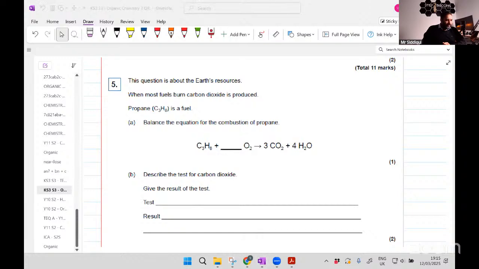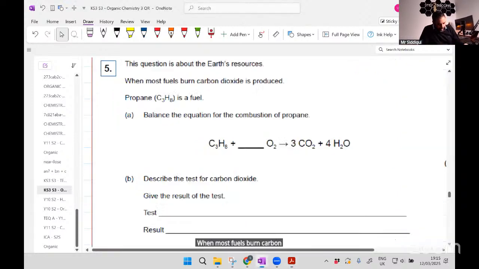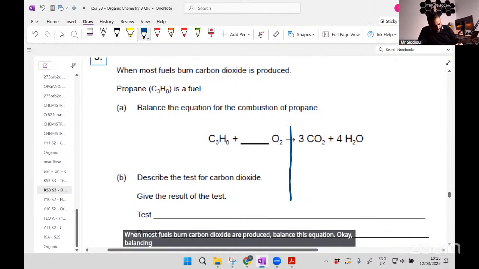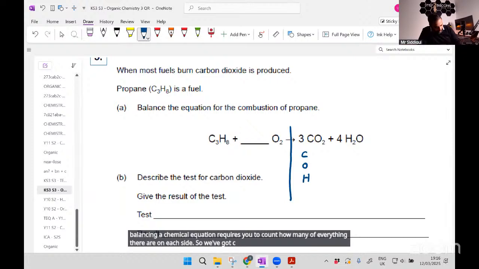When most fuels burn, carbon dioxide is produced. Balance this equation. Balancing a chemical equation requires you to count how many of everything there are on each side. So we've got C, O, and H here. We'll have C, O, and H on the other side, and then you just use some counting first.